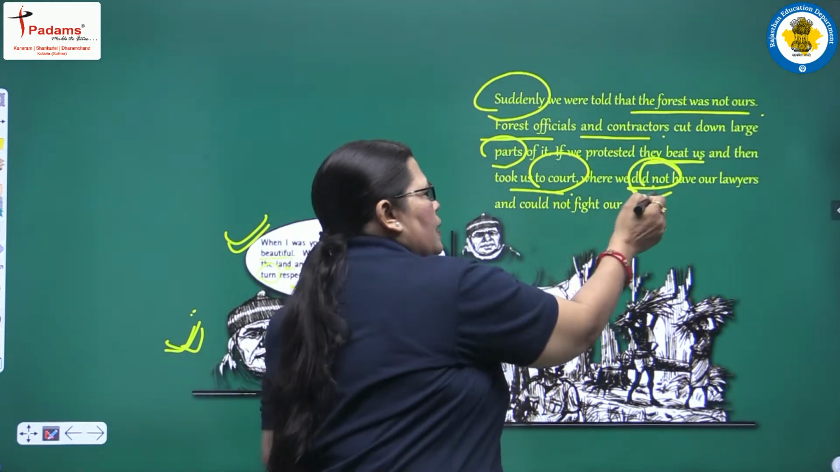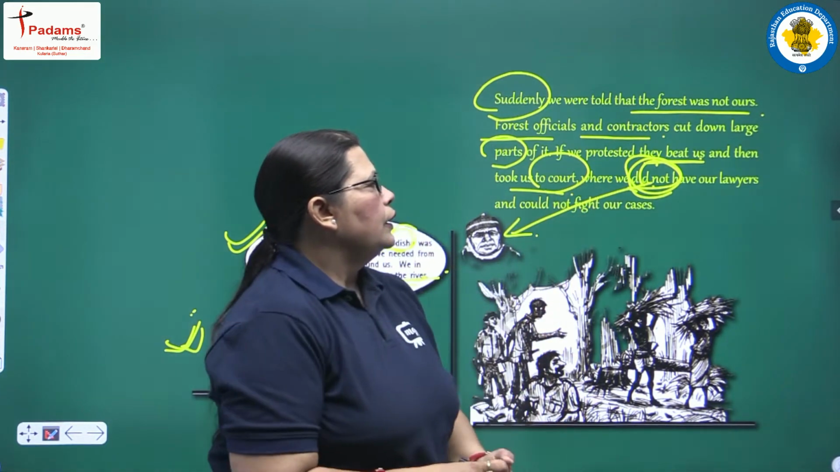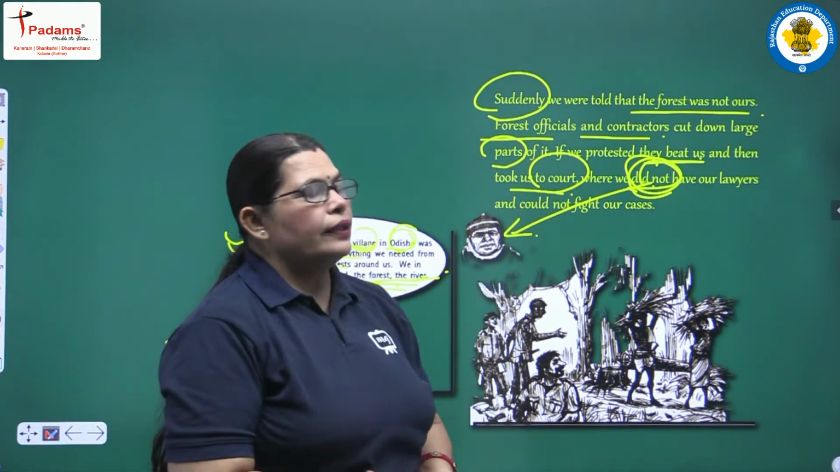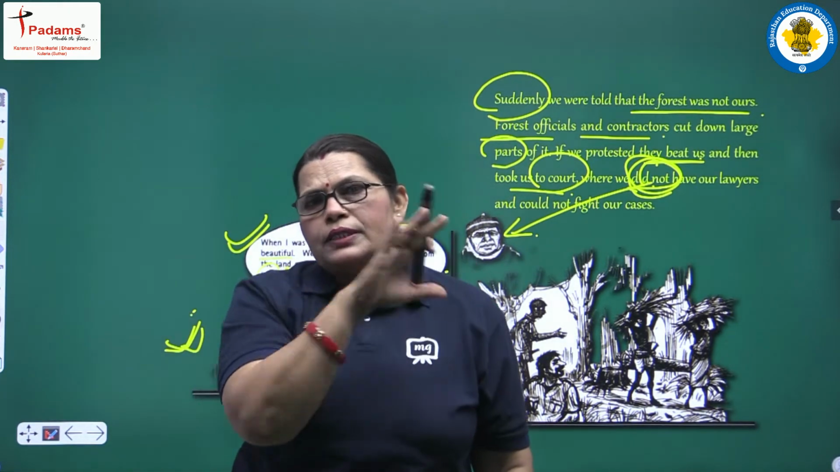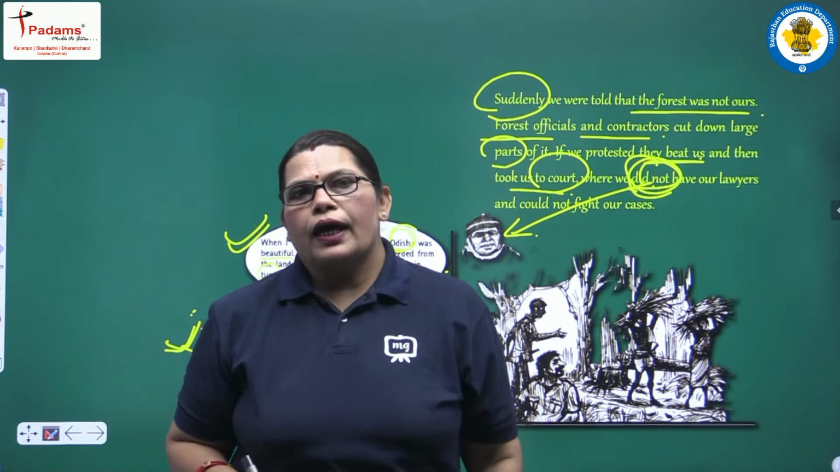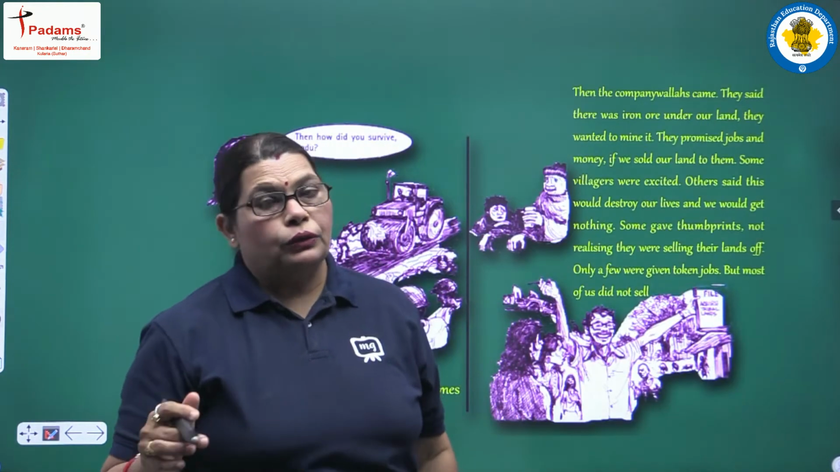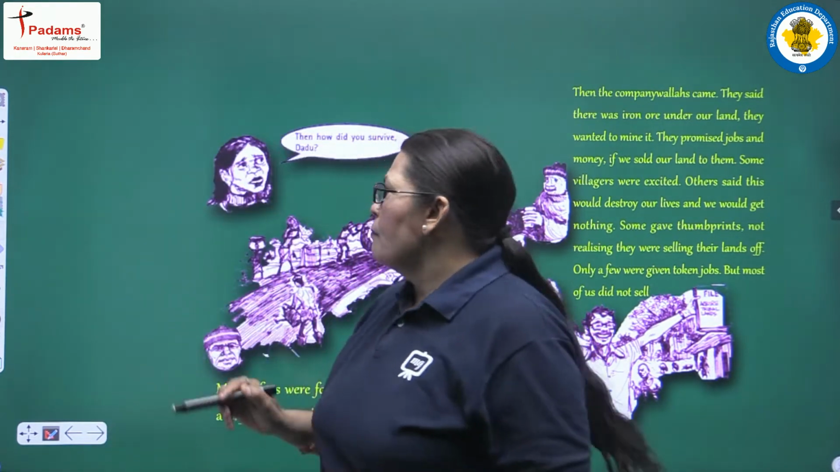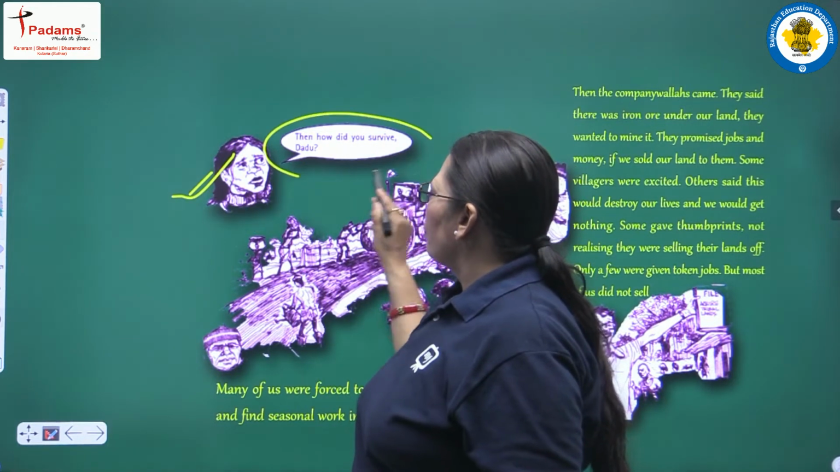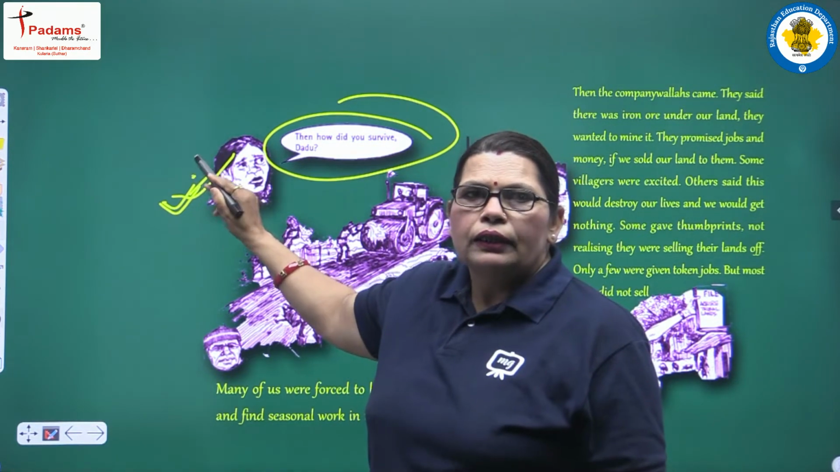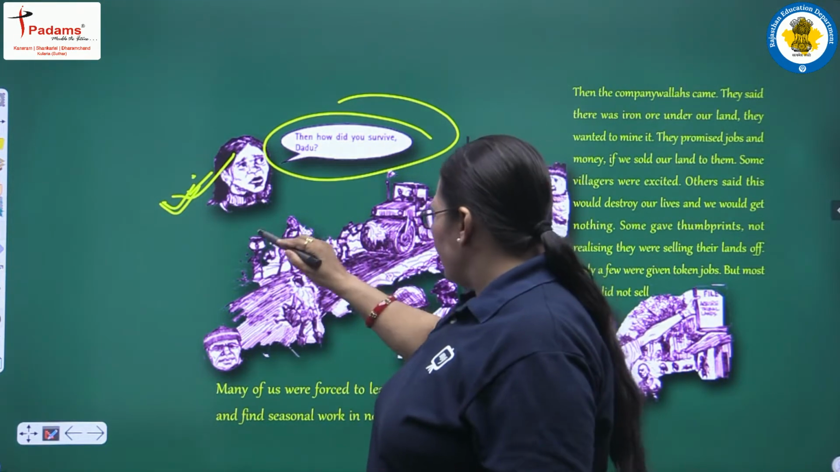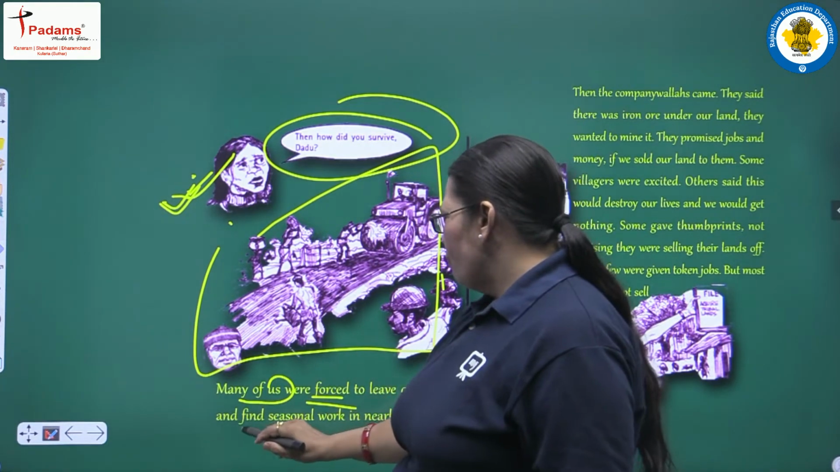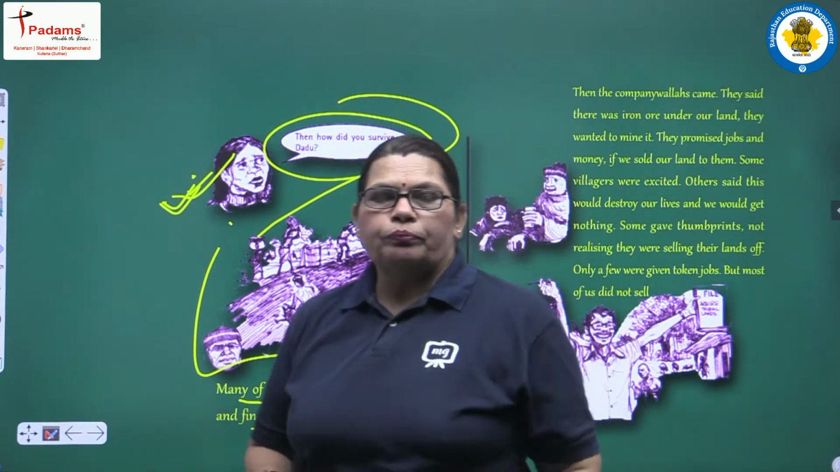And what is important? Dadu and others did not know that lawyers could help them and fight their cases. So the possibilities at that time in Odisha for Dadu were not in favorable conditions because they were Adivasis. See, then how did you survive, Dadu? It's again a query by the children, Soma, Helen. They see the conditions here. Many of us were forced to leave our homes and find seasonal work in nearby towns.